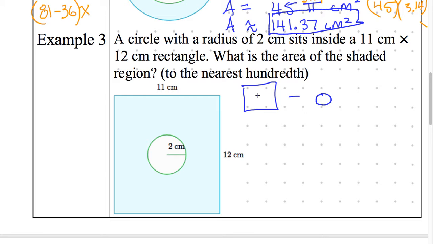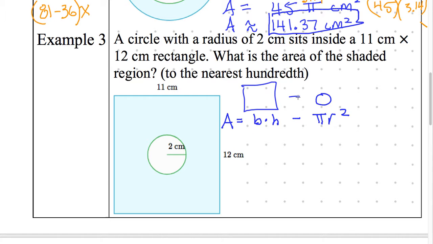All right, the area formula for this one is just length times width, 11 times 12, and the area formula for this one is pi r squared. So I'm going to set up my formula. Area here is equal to length times width, or base times height. Base times height. And I'm going to subtract pi r squared.